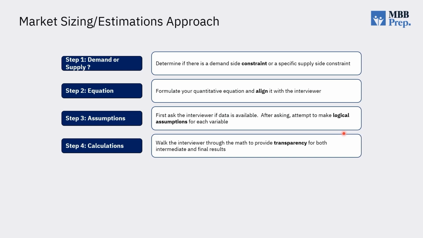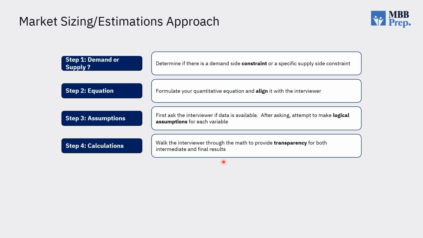After you have all the assumptions in the equation, only then you move on to performing the arithmetic, or the math. Walk the interviewer through the math, and provide transparency in terms of the intermediate and the final results. Always emphasize accuracy over speed here. You don't get brownie points for doing the math fast. But if your math is not accurate, that's a problem.